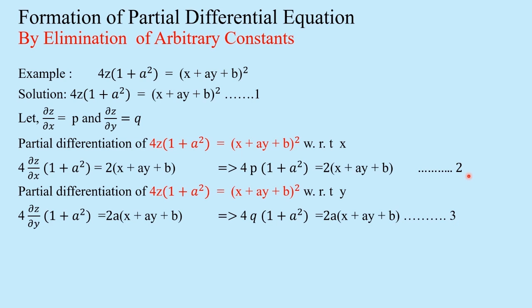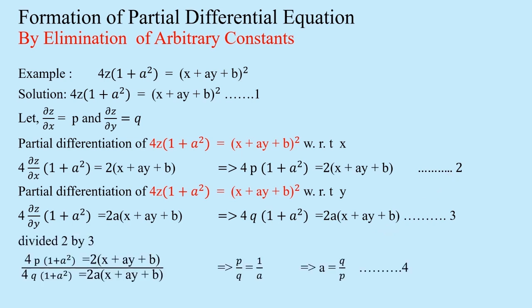Partial differentiation of this with respect to y, we get 4 ∂z/∂y into 1 plus a square. This is the constant multiplication rule while differentiating, this is equal to 2 into this value. Now we have to differentiate each term here. Differentiation of x with respect to y is 0. Differentiation of y is 1. 1 into a is a. So we'll write here a. And differentiation of b is 0. So we just leave it. So we get this equation. And here ∂z/∂y is q. So we get this. Now we have to divide 2 by 3.